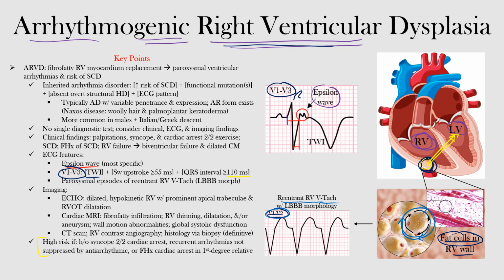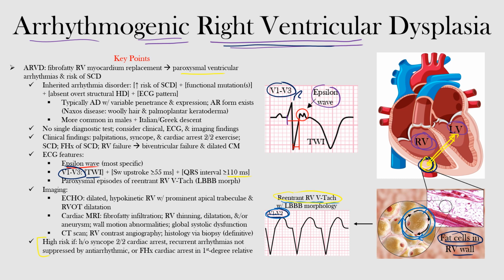So let's review what we discussed before we end here. Arrhythmogenic right ventricular dysplasia is a result of fibrofatty tissue going into and replacing the right ventricular myocardium. Okay, so you have this fibrofatty deposition that's filling up the right ventricle, and as a result, we can get these paroxysmal ventricular arrhythmias that develop. Remember, this is the reentrant form, as well as the risk of sudden cardiac death as a consequence.